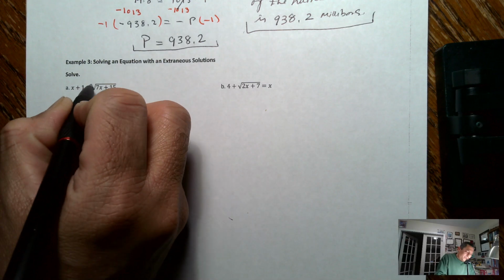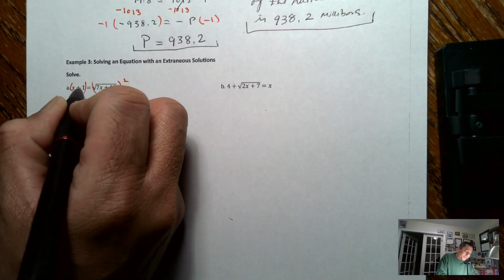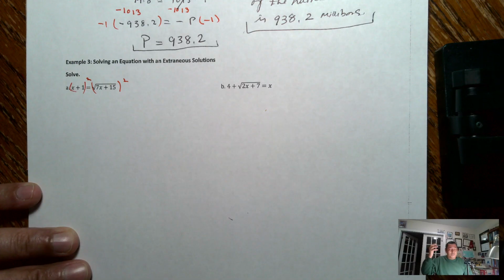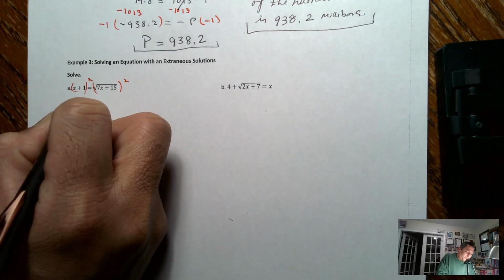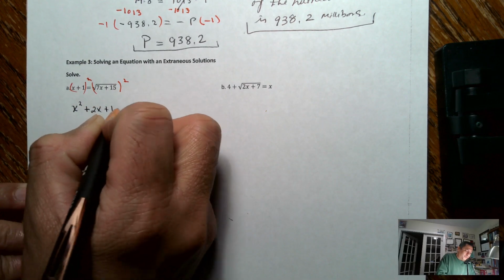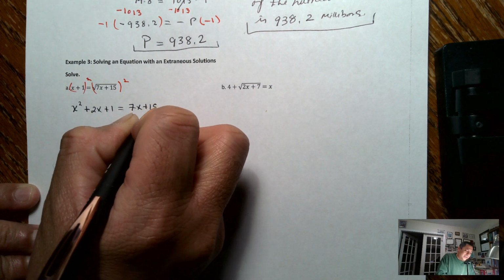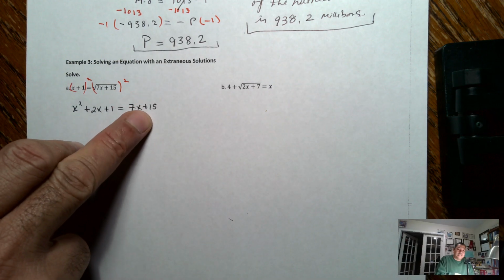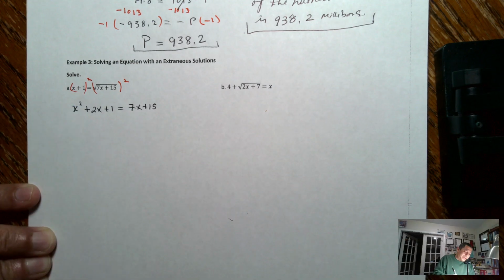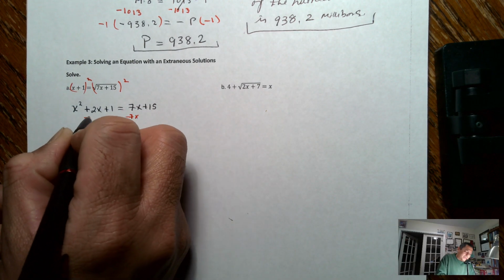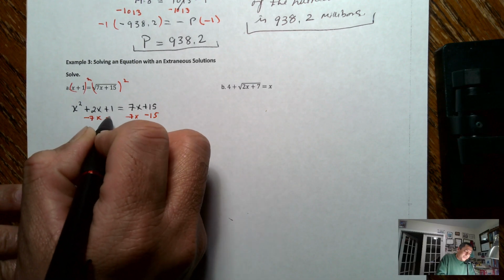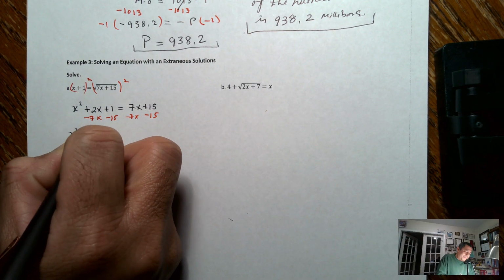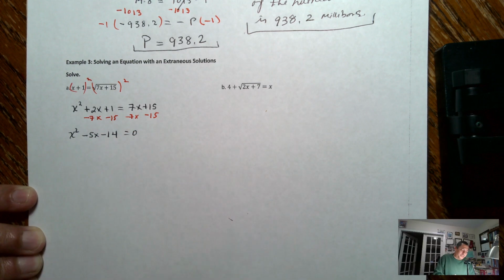So I'm going to elevate both sides to the second power. Okay, I'm going to open parentheses to the second power. So x plus 1 to the second power is a binomial to the second power. So it's the same as having x squared plus 2x plus 1 equals 7x plus 15. I'm going to move all these expressions to the left side. So I can do minus 7x, minus 7x, minus 15, minus 15. So I have x squared minus 5x minus 14 equals 0.